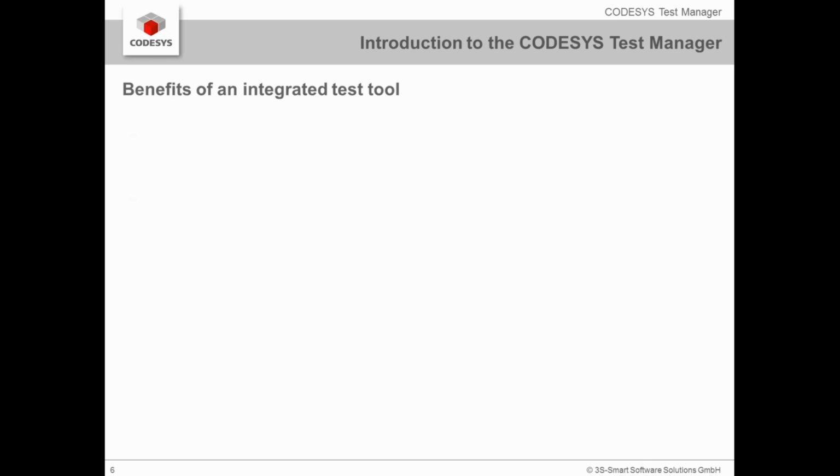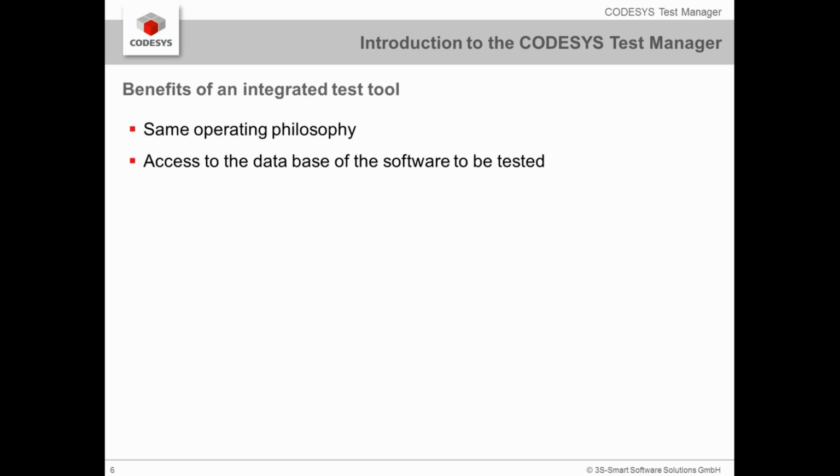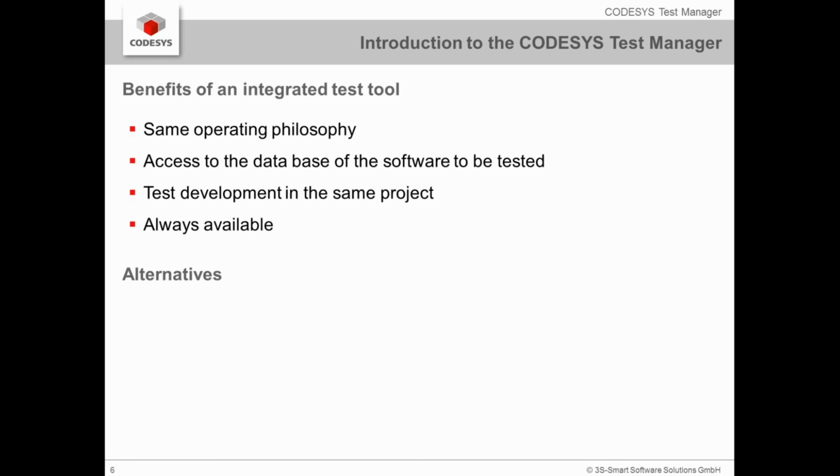Now, what are the benefits of an integrated test tool? Of course, we could have an external tool. We'll discuss that in a minute. But the benefits of an integrated test tool are, of course, obvious. You have the same operating philosophy, working directly inside the CODESYS Development System. You have access to the same database for the software to be tested. So the application or the POU that you want to test is in the same environment and in the same database. You do not need to install a certain database access. Then you might even have the test development in the same project as the application. And of course, with the CODESYS Development System, such an automated and integrated test tool is always available.